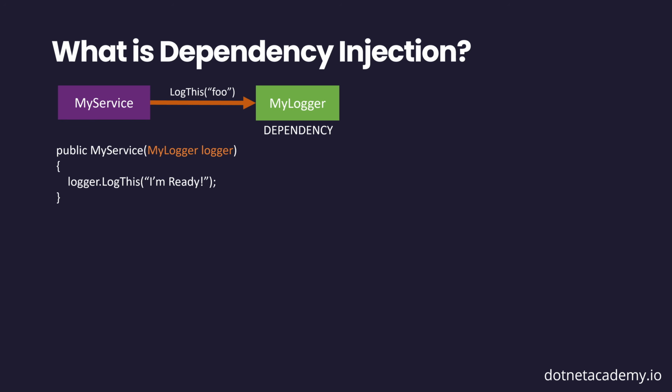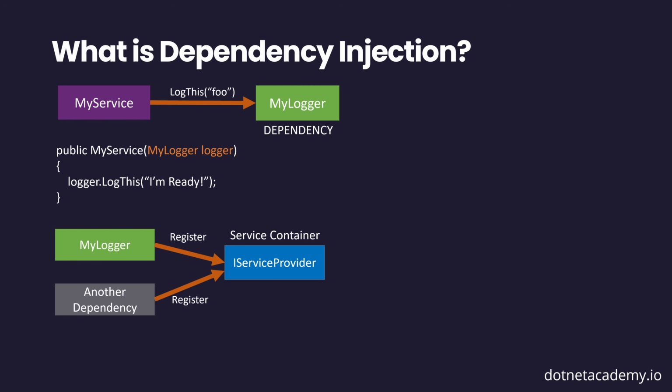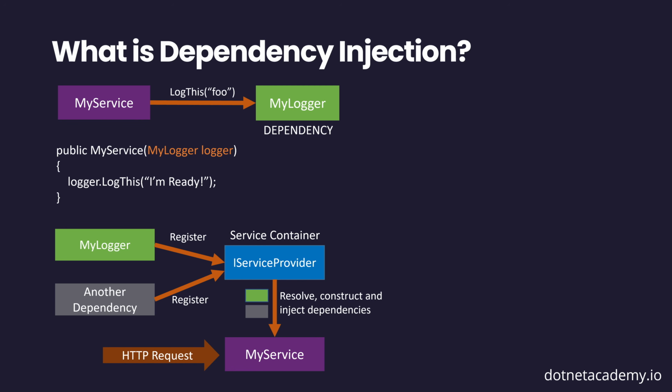But if myService doesn't construct the logger, who does it? Well, ASP.NET Core provides the IServiceProvider, which is what is known as a service container. Your application can register myLogger and any other dependencies with IServiceProvider during startup, which is typically done in your Program.cs file. Then later, when a new HTTP request arrives and your web app needs an instance of myService, the service container will notice its dependencies and it will go ahead and resolve, construct, and inject those dependencies into a new instance of myService via its constructor.